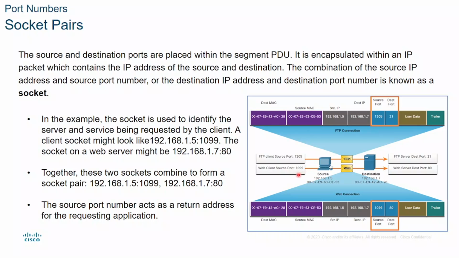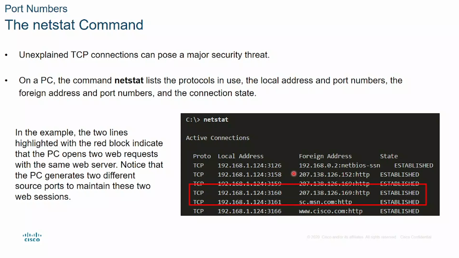So we have here 192.1.1.5 ratio 1099, and 192.1.1.7 ratio 80. The 1099 is the source port and the 80 is the destination port. So the source port number acts as a return address for the requesting application.